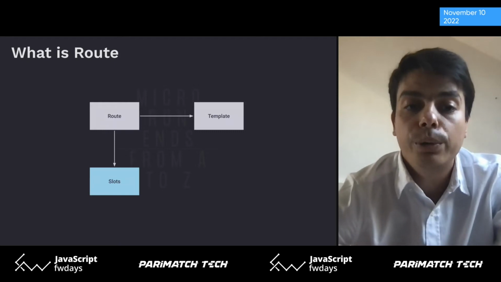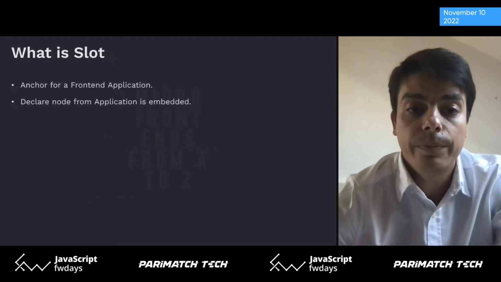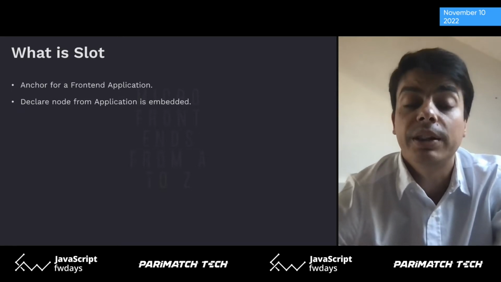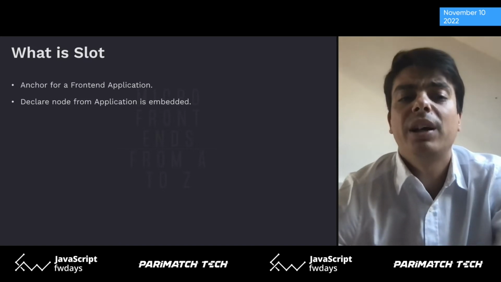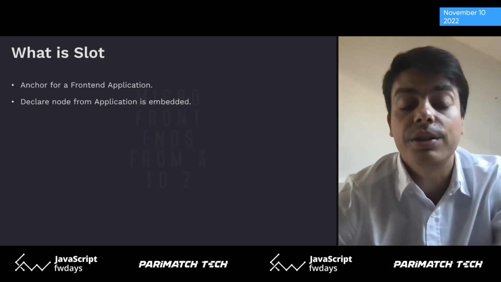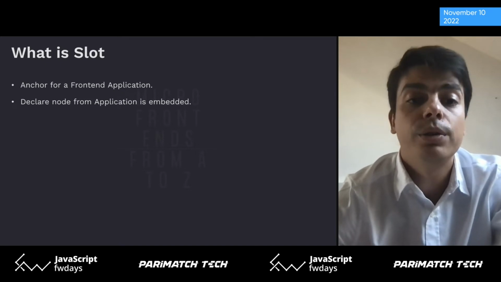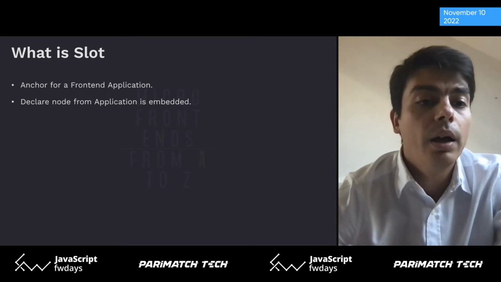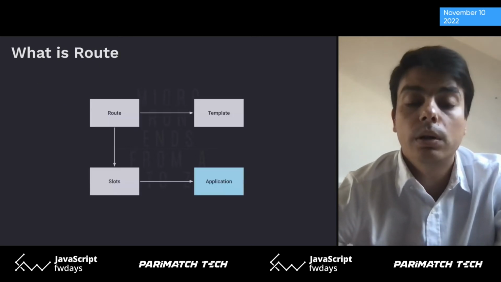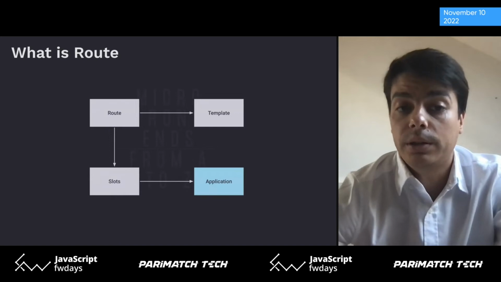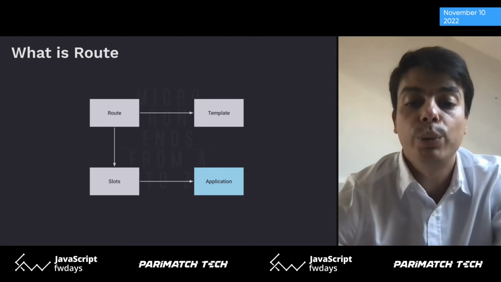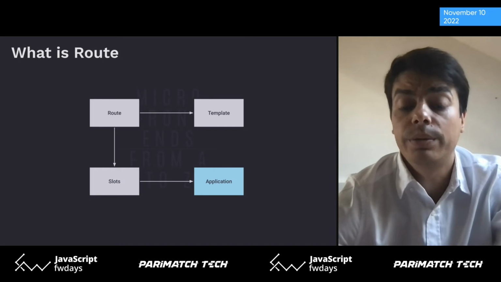The router, and each route, has knowledge about these slots. It's a kind of anchor for your front-end application. When I'm talking about a front-end application in this context, I mean a service that serves static files for your front-end application. So the full picture looks like that. Routers know about templates and slots. Based on templates, it can analyze which slot belongs to which application and make a discovery of this application.